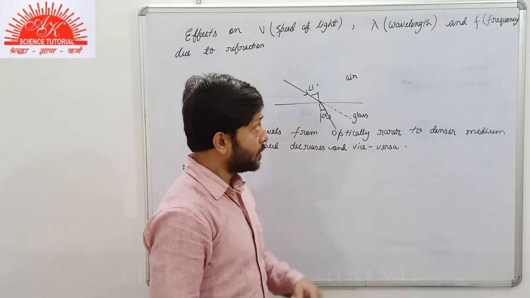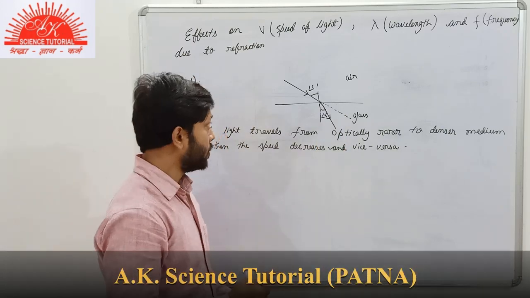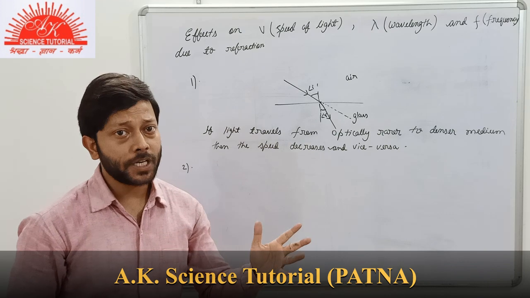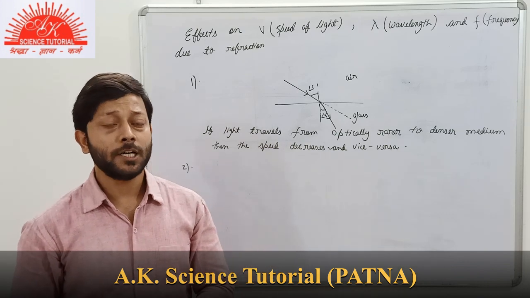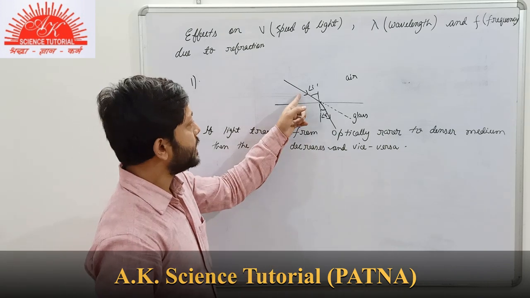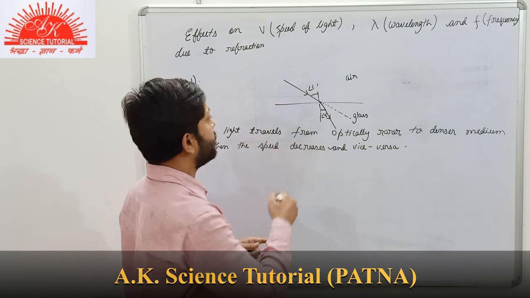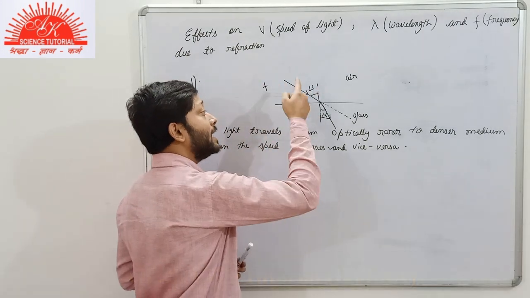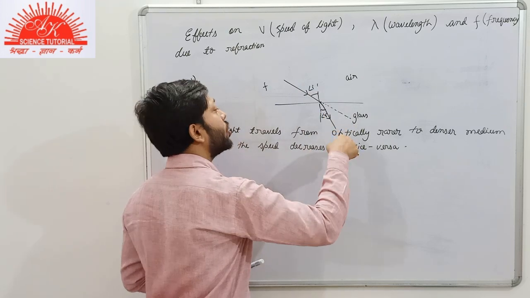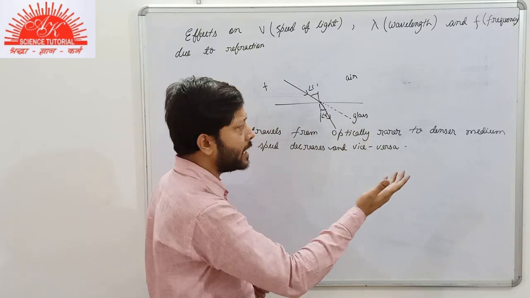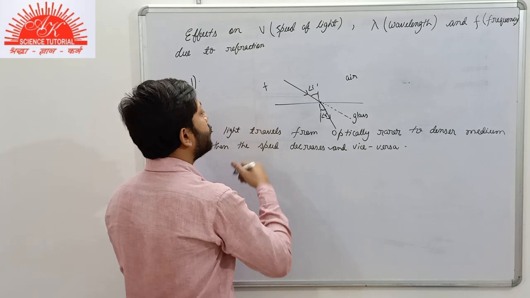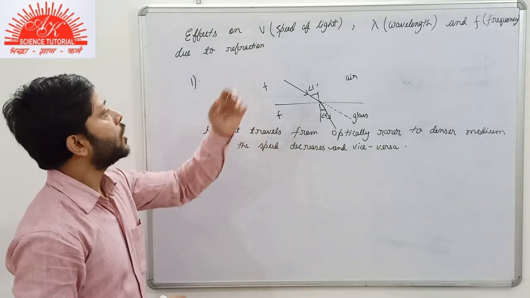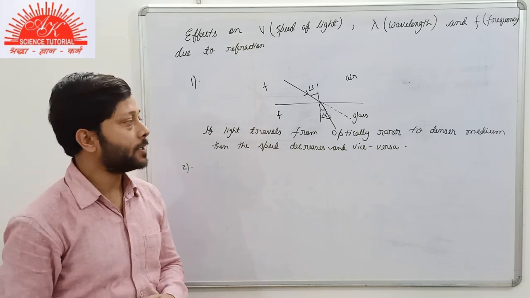What about the wavelength? The frequency will remain the same. I told you, until the source of light is changed, the frequency will not change. It will remain the same. Suppose the frequency in air was smaller. Then when the light ray passes to glass or water, to any second medium, the frequency will also remain the same. The frequency won't change.